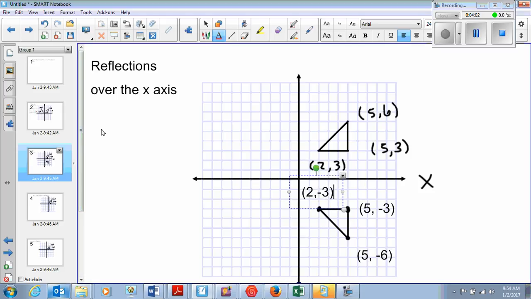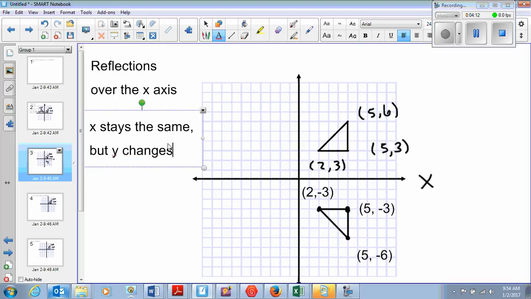So if we look at the rule here, when we reflect across the x-axis, what actually happens is x stays the same, but y changes its sign. Okay, so we still kept the same x values, but reflecting across the x-axis, we went from positive y's to negative y's. Notice if we were going backwards, it would be the same thing. We'd just be going from negative y values to positive y values.